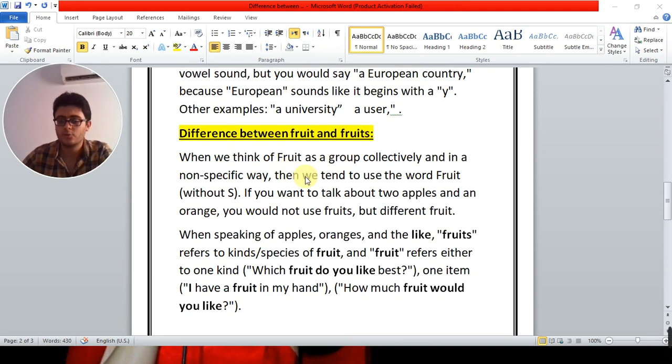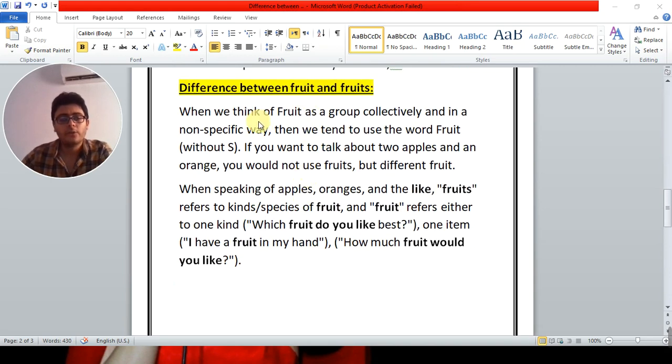Which is correct, fruit or fruits? When you think of fruit as a group collectively and in a non-specific way, then we tend to use the word fruit without S. Let's see. If you want to talk about two apples and an orange, you wouldn't use fruits, but different fruit. If you are talking about a group of fruits which are different, apples, oranges, and pomegranate, you will use the word fruit without an S.